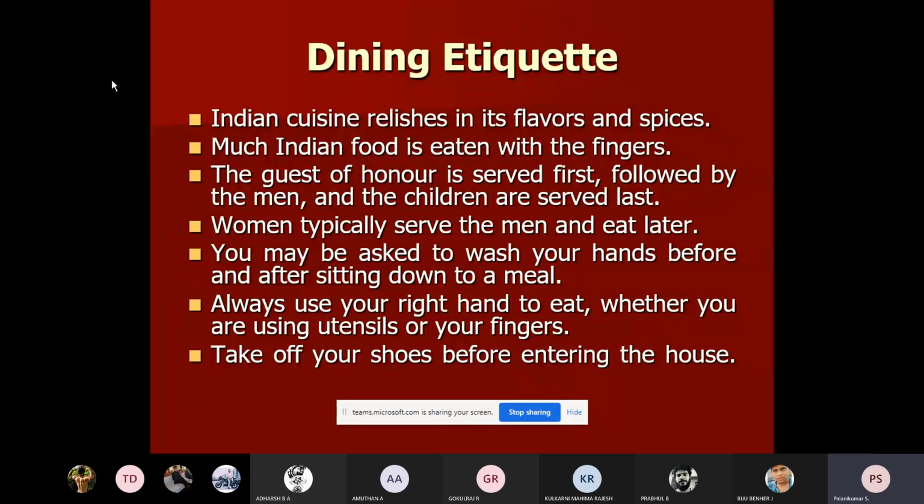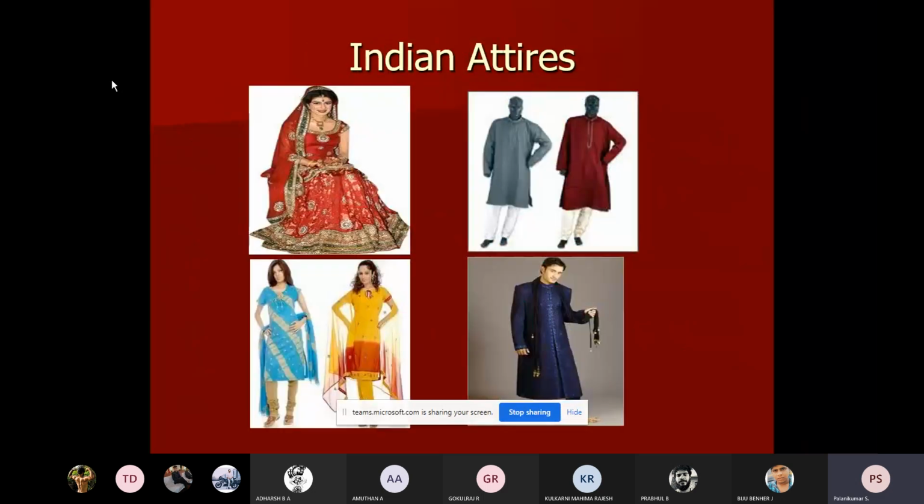But earlier in our tradition, you may be asked to wash your hands before and after sitting down to a meal, and you always have to use your right hand, whether you are using utensils or your fingers. It doesn't matter; you have to use your right hand only. That is a correct mannerism, and people will feel respected. Take off your shoes before entering any house. These are some of the etiquettes and traditions we have followed.